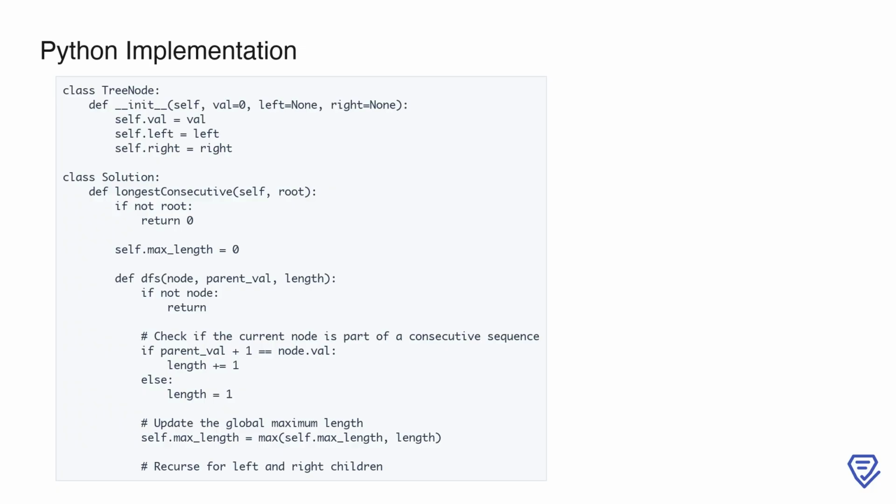Inside the method, we define a helper function called DFS, which performs a depth-first traversal of the tree. This helper takes 3 parameters: the current node, the value of its parent node, and the current length of the consecutive sequence. Inside the DFS function, we first check if the current node is null, and if it is, we simply return because there's nothing more to process. Otherwise, we compare the current node's value with its parent's value plus 1. If they form a consecutive sequence, we increment the length. If not, we reset the length to 1 since the sequence is broken. Finally, we update the global maximum length with the greater value between its current value and the updated length.